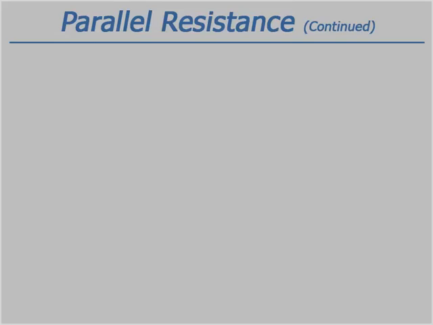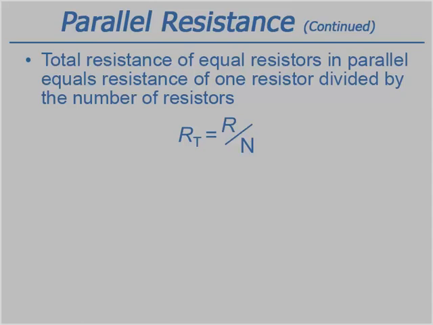There are two simplified equations you can use when certain circuit conditions exist. The first is if each branch of a parallel circuit contains an equal resistance. In this case, the total resistance of the parallel circuit is equal to the resistance of one resistor divided by the number of resistors. To see how this works, let's go through one example.